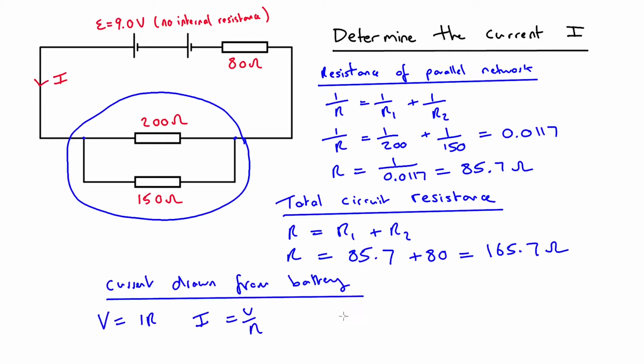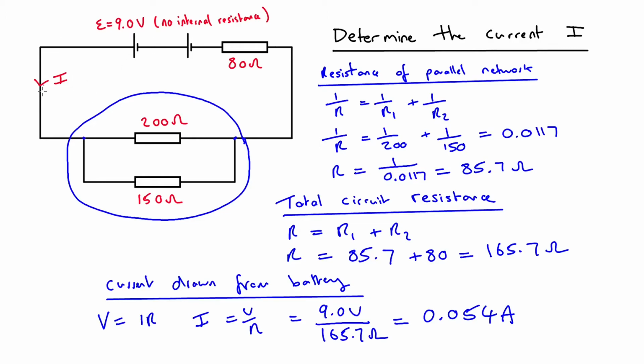So I equals V over R. We can put in our values for the potential difference across the total circuit resistance and the value of that total circuit resistance, and we get 0.054 amps. I've rounded the answer here at the end to two significant figures because the data in the question here was to two significant figures. Or if we want, we could put that down as 54 milliamps.